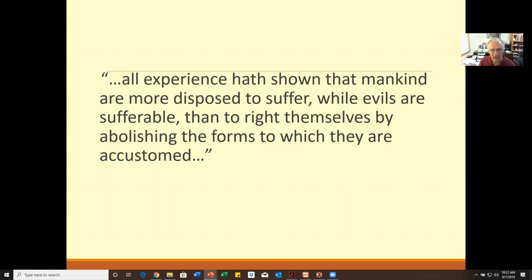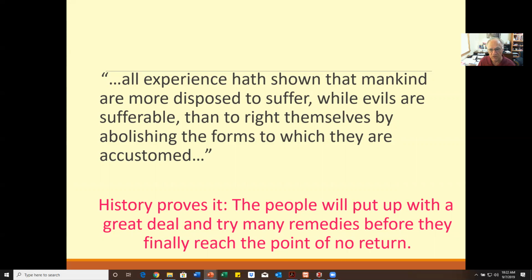All experience has shown that mankind are more disposed to suffer while evils are sufferable than to right themselves by abolishing the forms to which they are accustomed. In other words, history proves that people will put up with a lot before they make major changes. Remember here, the founders are trying to justify to the world why they are changing their government, why they're throwing off the shackles of Great Britain and becoming independent. They're saying history shows that people are going to put up with a lot for a long time before you finally hit that place where, it ain't going to happen anymore, we've got to change.